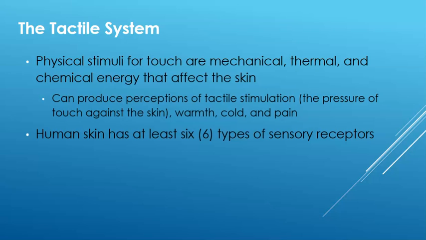So the human skin has at least 6 different types of sensory receptors, and these can be split into different types. So we have mechanoreceptors, which are responsible for touch and pressure. We have thermoreceptors, which are responsible for temperature, and nociceptors, which are responsible for pain.